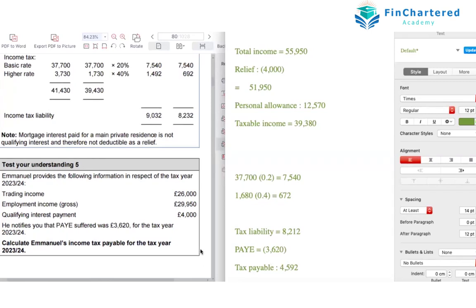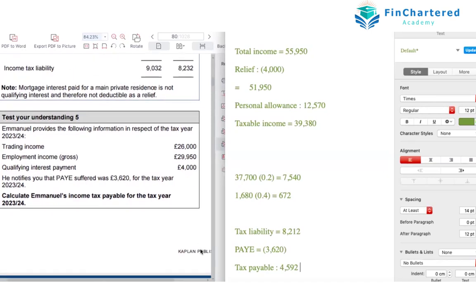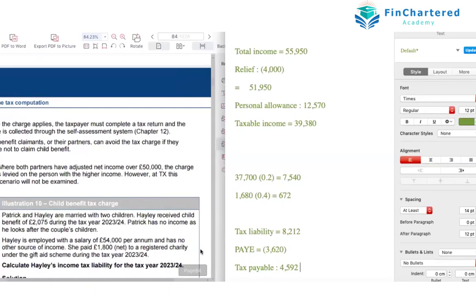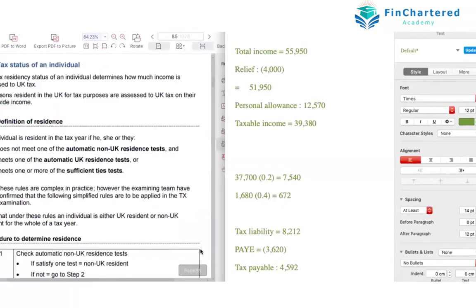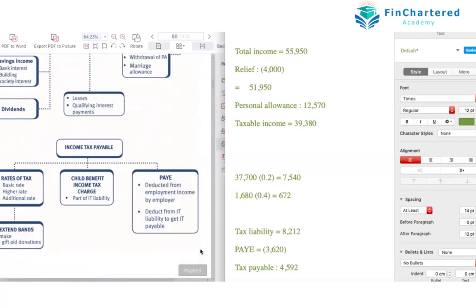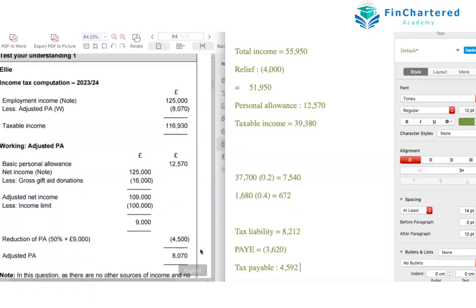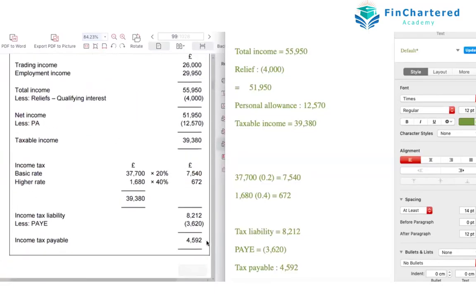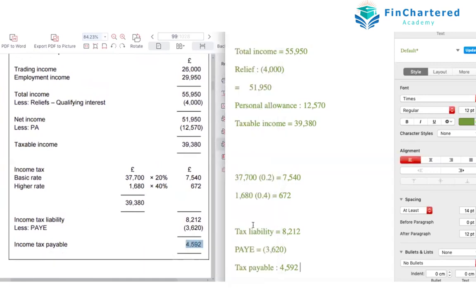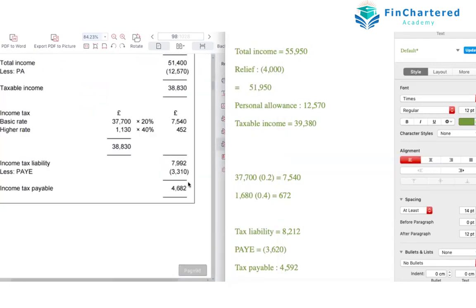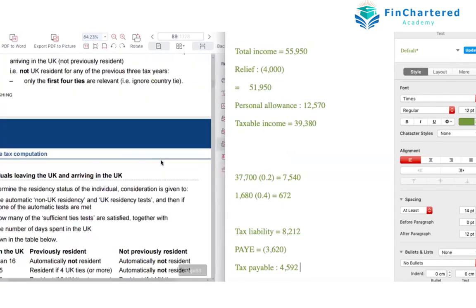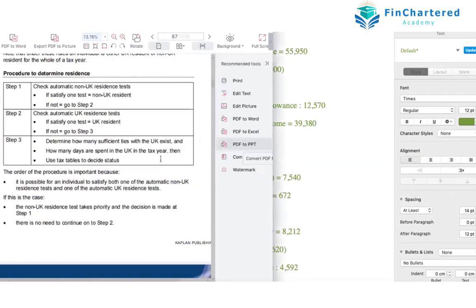So now the important step is to check the answer. Sometimes, even if you are a faculty, you might forget a point, you might forget a step. I haven't checked the answer, so let's just hope for the best. Test your understanding 5. Yes, 4,592 is the tax payable, and the tax liability was 8,212. So our life is easy. Test your understanding 5 has also been completed.